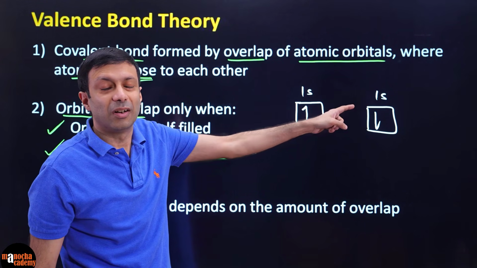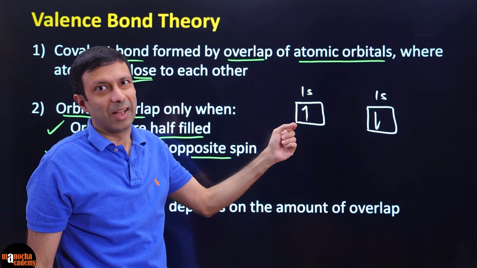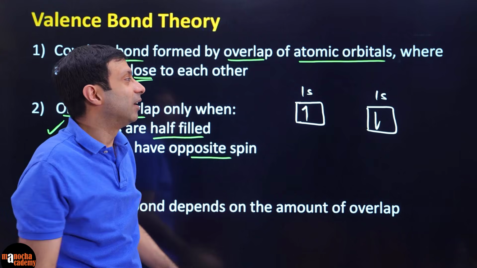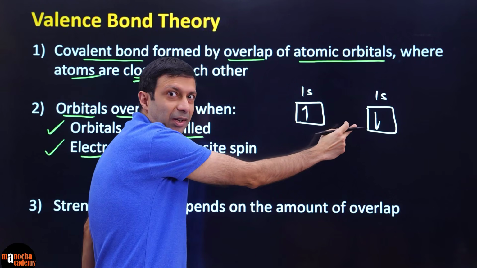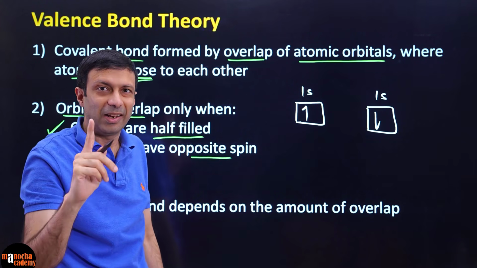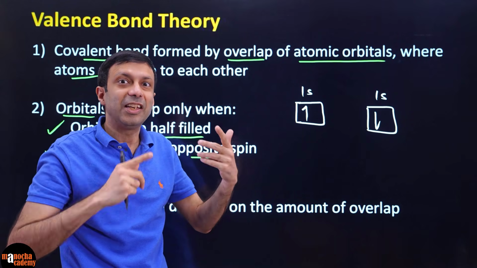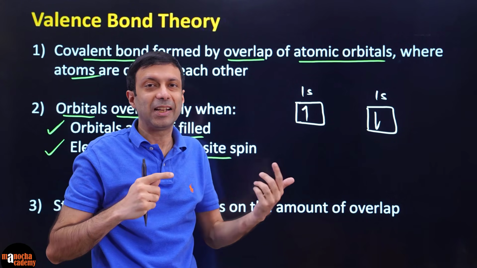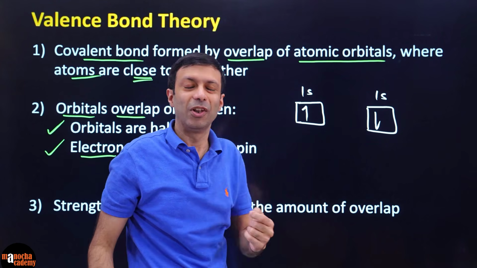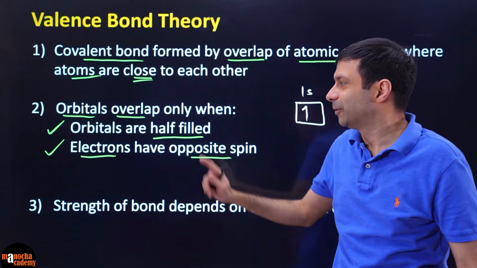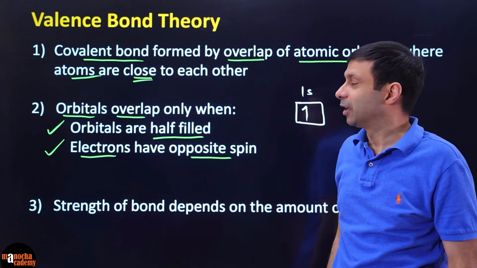Then only the orbitals can overlap. So this is very important. The orbitals need to be half filled, as you can see here, having one electron, and they need to have opposite spins, clockwise, anti-clockwise, then only they will overlap. Clear? Now for the third point.